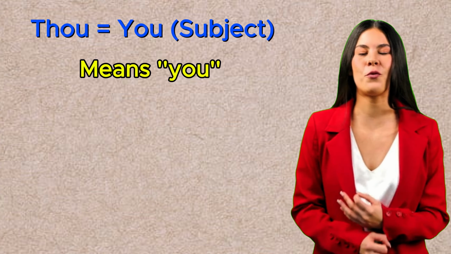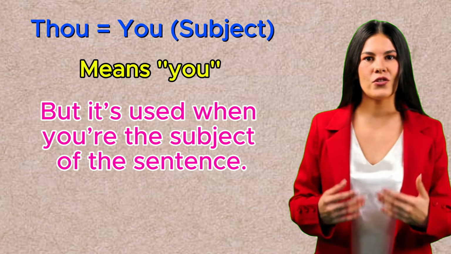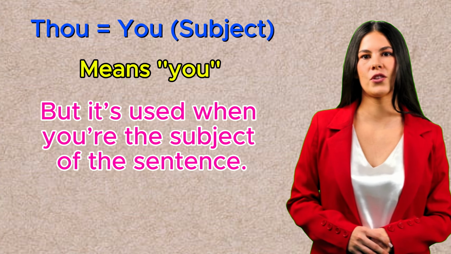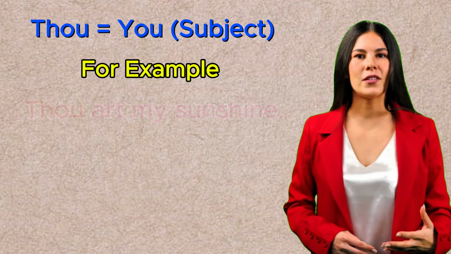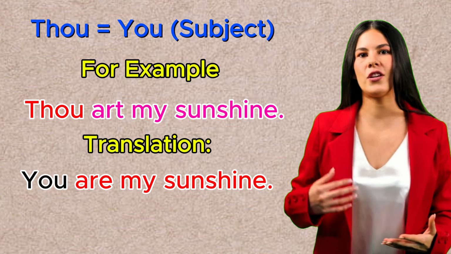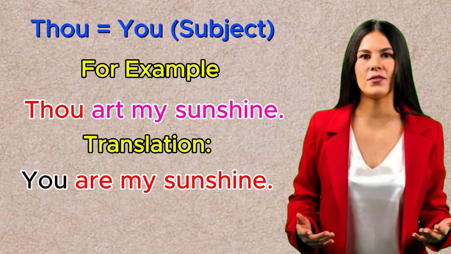This means you, but it's used when you're the subject of the sentence. Think of it as the informal or intimate version of you. For example, thou art my sunshine. Translation: you are my sunshine. See? Simple and sweet.